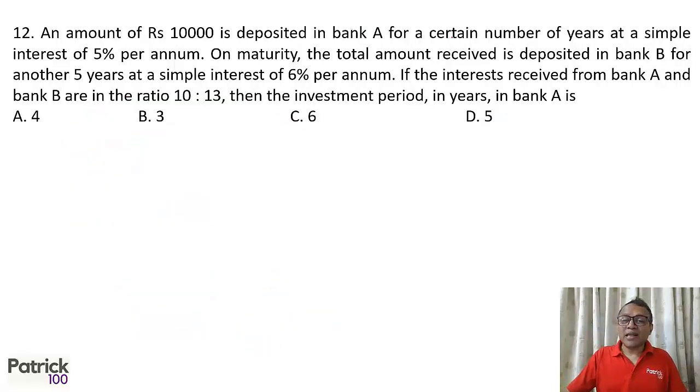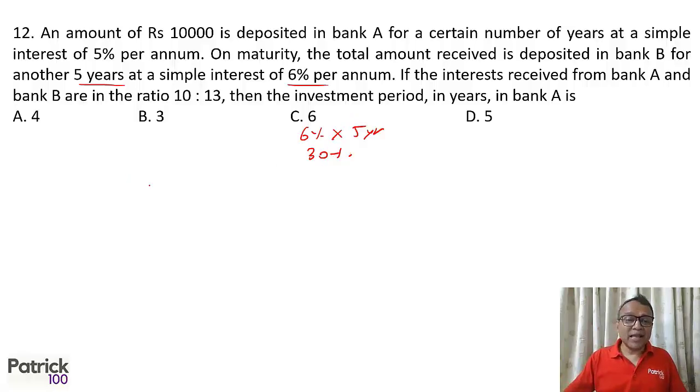10,000 is deposited in bank A for a certain number of years at simple interest for 5 years. On maturity, the total amount received is deposited in bank B for 5 years at 6%. When you say 5 years, 6%, every year you get 6%. So 6% for 5 years will give you 30% interest. Okay, you get 30% interest.